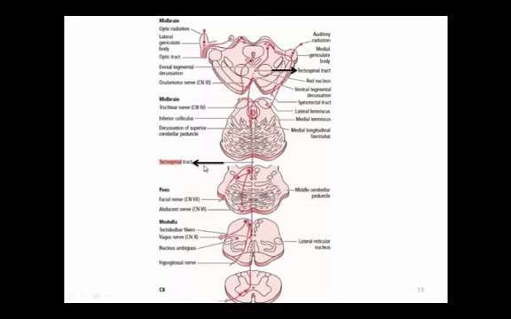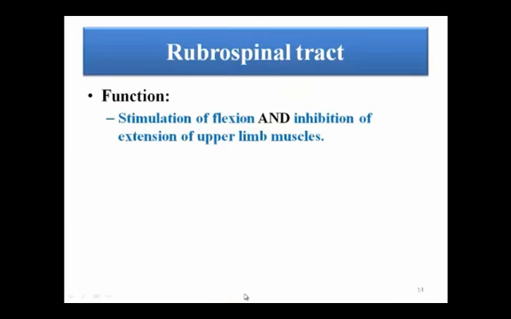It is a subcortical tract, that means originating from the subcortex. Here the tectospinal tract is originating from the midbrain, exactly from the superior colliculus in the midbrain. After that it decussates to the opposite side and descends in the spinal cord until it terminates at the anterior horn. The second tract is called the rubrospinal tract, and it is responsible for stimulation of flexion and inhibition of extension.